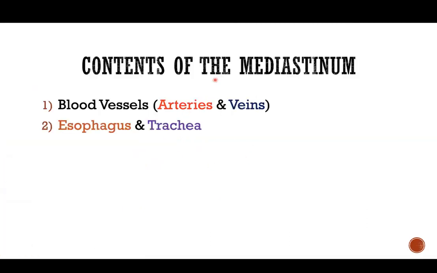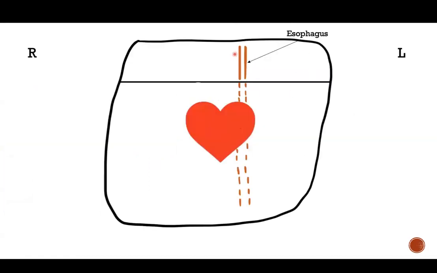Now we spoke about arteries and veins. Let's talk about the esophagus and the trachea. Okay. Now this is the esophagus. Now another rule to remember: anything that's going from up to down will cross two mediastinums, the superior mediastinum and the inferior mediastinum. Now, which part of the inferior mediastinum it will cross depends on its positioning.